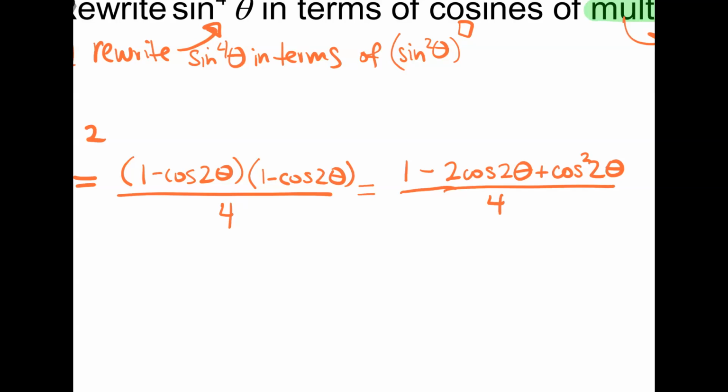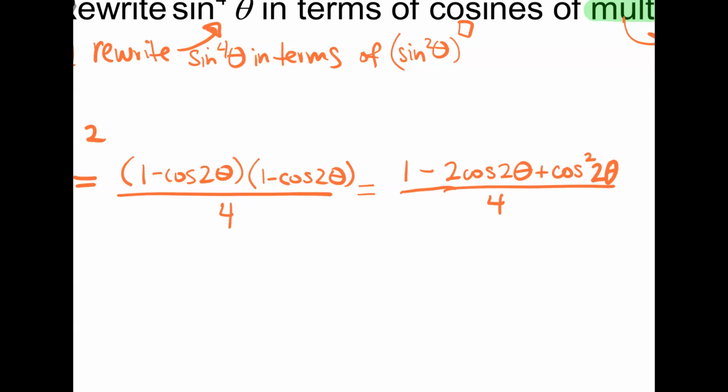Yes, Bradley? I just have a question for the placement of the square and the cosine. Is it fine if you put the square after the theta? So like this? Yeah. As long as you have the parentheses, that's fine. Because the grouping symbols will help you. So I put the 2 there. So this is cosine squared of 2 theta.